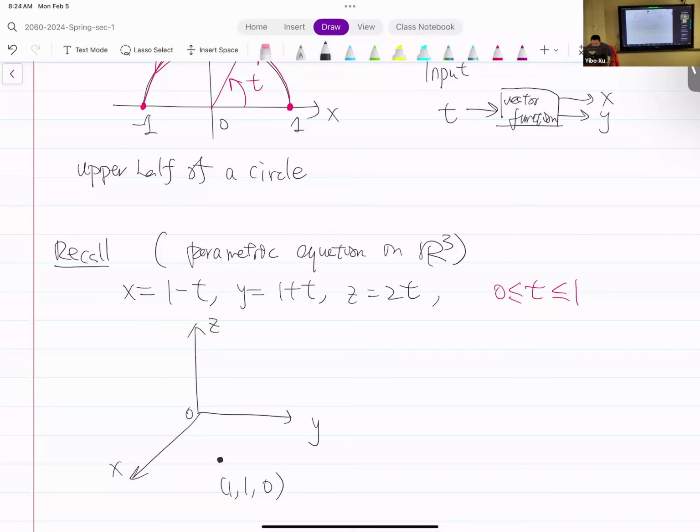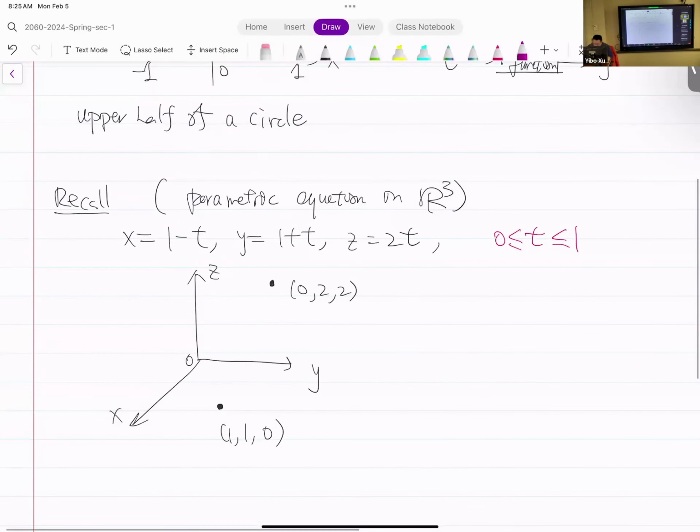So now we can think about the destination where t is 1. So if you make t equal to 1, you will have 0, 2, 2. 0, 2, 2 is actually right here. Okay. So we do have a starting point and an end point. So in this situation, if you ignore the range of t, it's going to be the entire line.